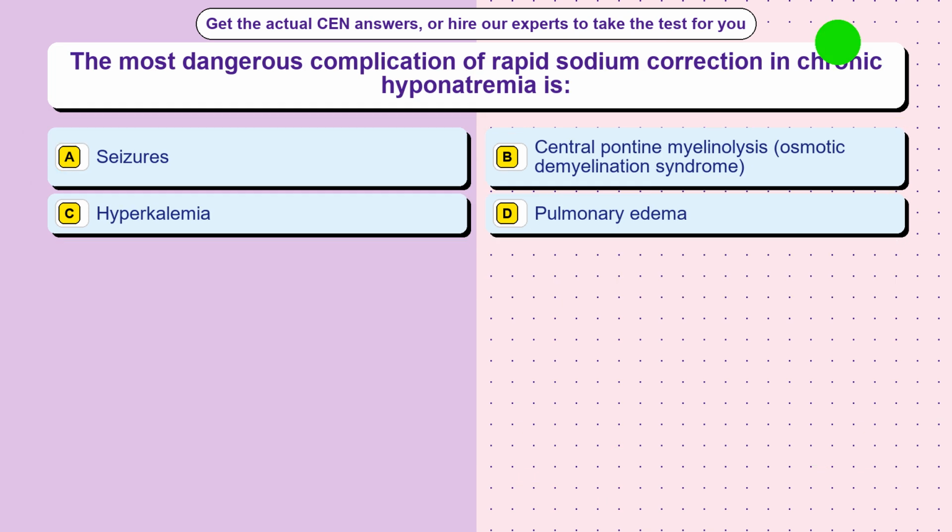Question 93. The most dangerous complication of rapid sodium correction in chronic hyponatremia is: Option A, seizures. Option B, central pontine myelinolysis, osmotic demyelination syndrome. Option C, hyperkalemia. Option D, pulmonary edema.